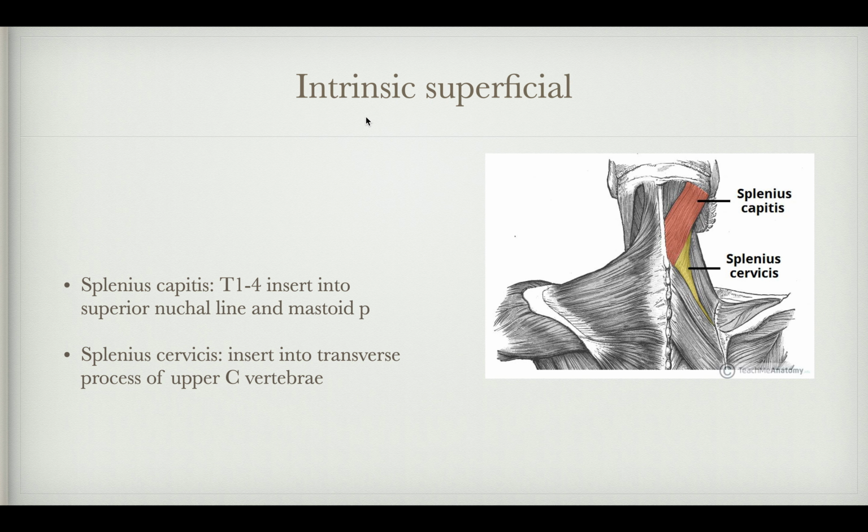So the intrinsic or the deep muscles have several components. This is the superficial component, and it involves the splenius capitis, where it inserts into the superior nuchal line and the mastoid process, and they originate from the thoracic region, T1 through 4. The splenius cervicis also have a similar origin from T1 to 4, and they insert into the transverse processes of the upper cervical vertebrae. And these play a role in tilting back the head when they contract.